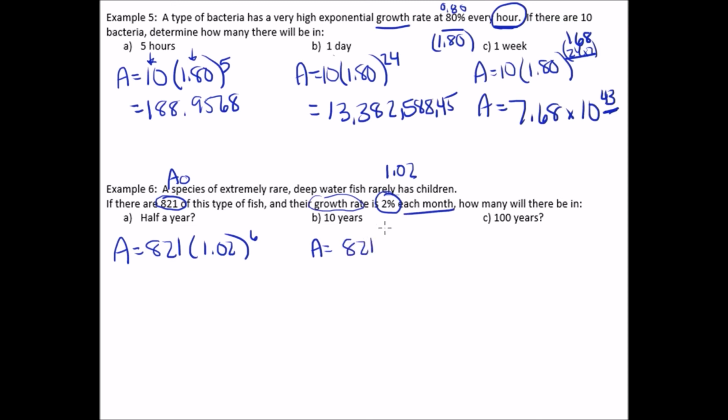Let's go 821, 10 years. How many months are in 10 years? Well, there's 12 per year times 10, so there's going to be 120. I don't want to call it doubling periods, but 2% growth periods. And 821, 1.02, 100 years, so 1200. So let's put that in our calculators.